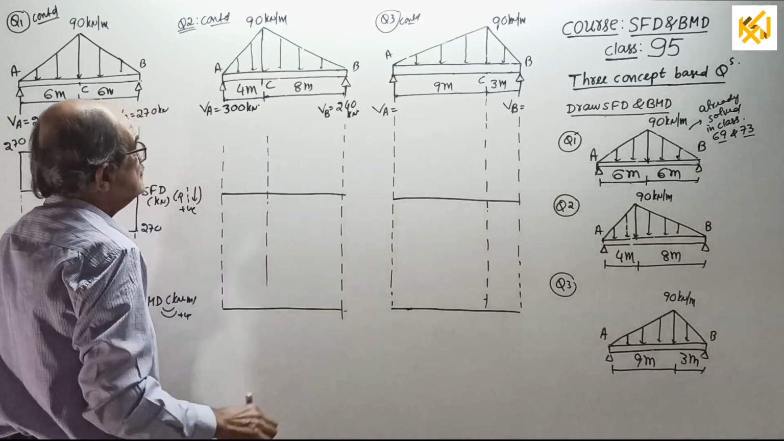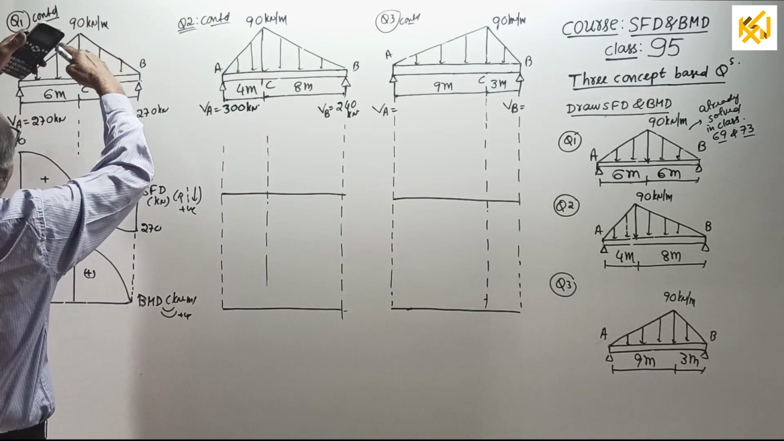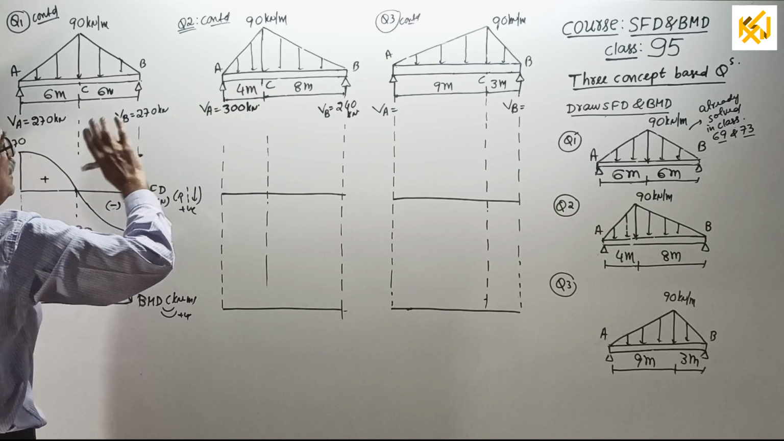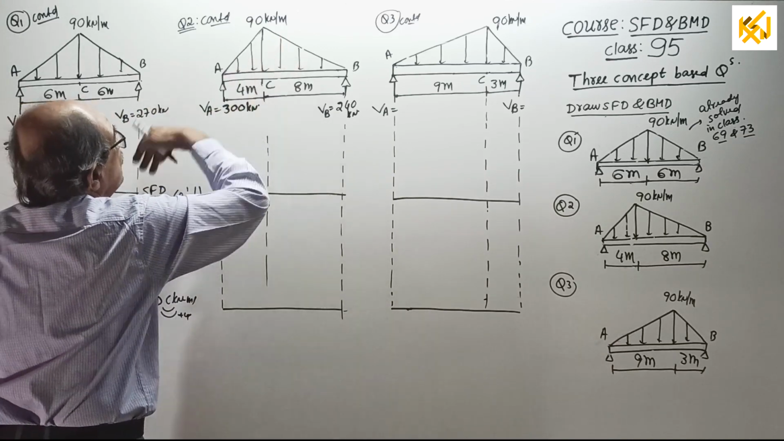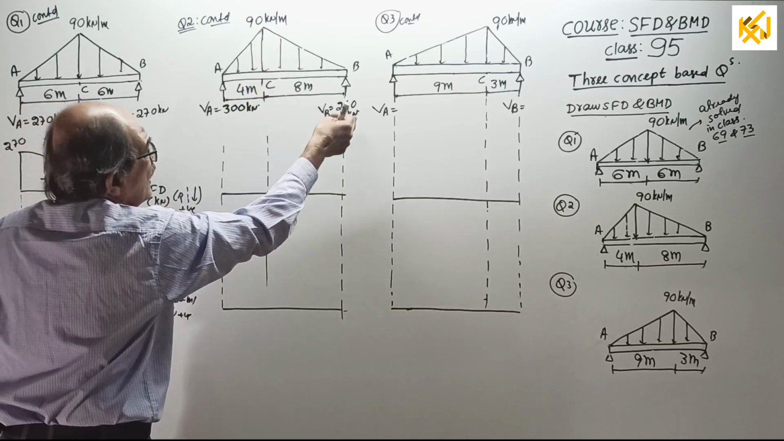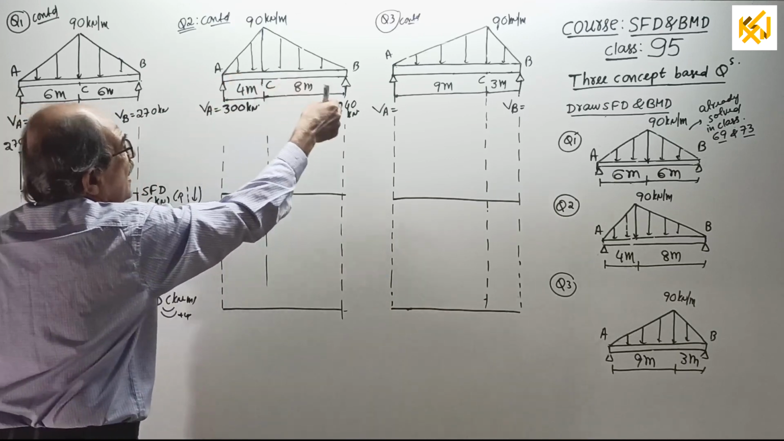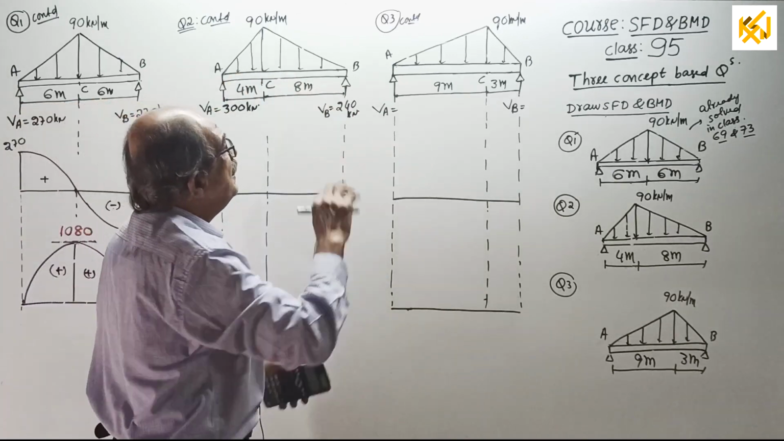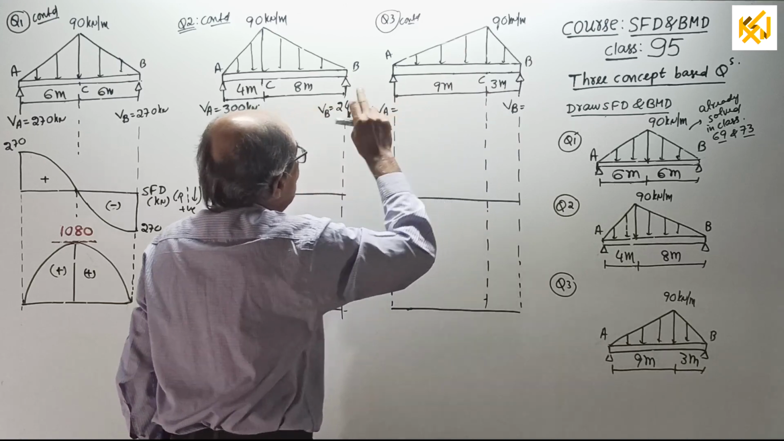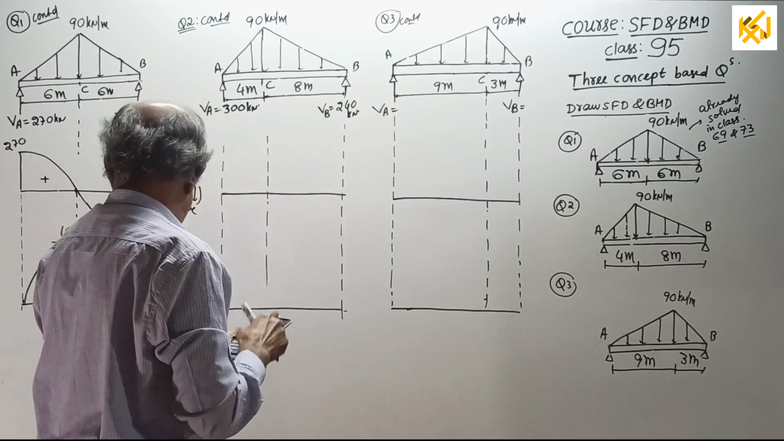300 kilonewton. Now see, the total load is transferred towards the supports. Since the intensity is more on this side, more force will come here, and lesser reaction there. In this question, more reaction will come there and less reaction will come here. I will calculate that reaction in the same way.